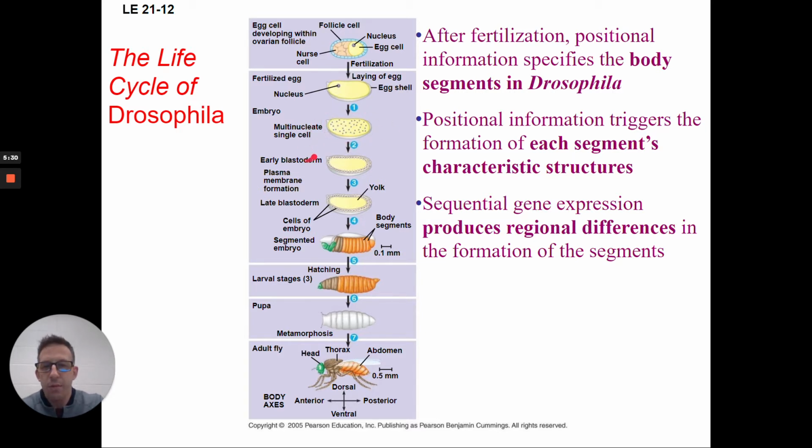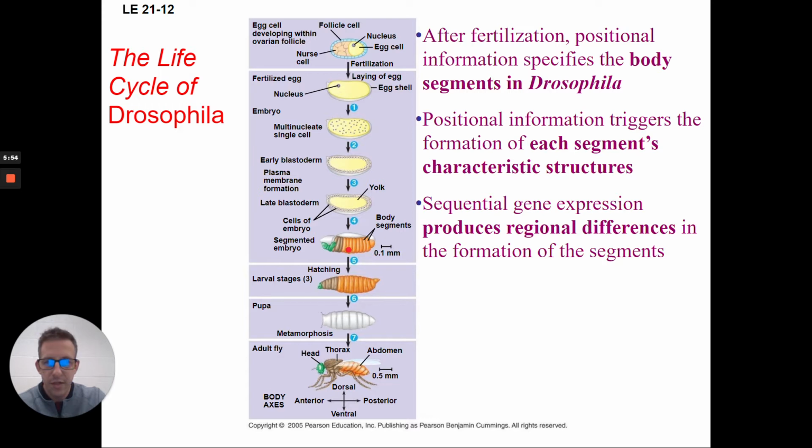And these chemical messages that are either received by the embryo or transmitted from different cells within the embryo, this positional information is going to specify these different body segments. Okay, and so eventually we get down here right before it hits the larval stage. We see this embryo is segmented. And yes, it is segmented by color.